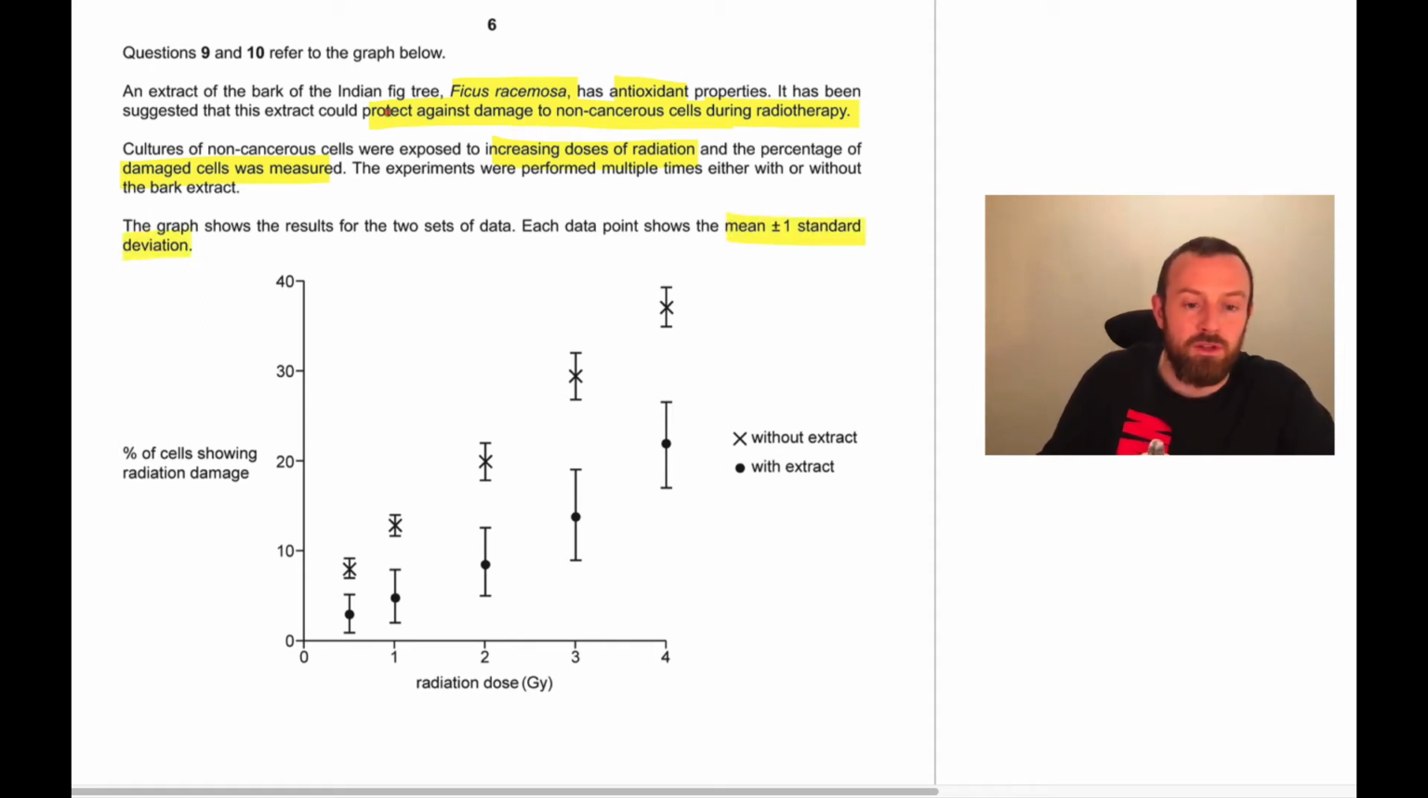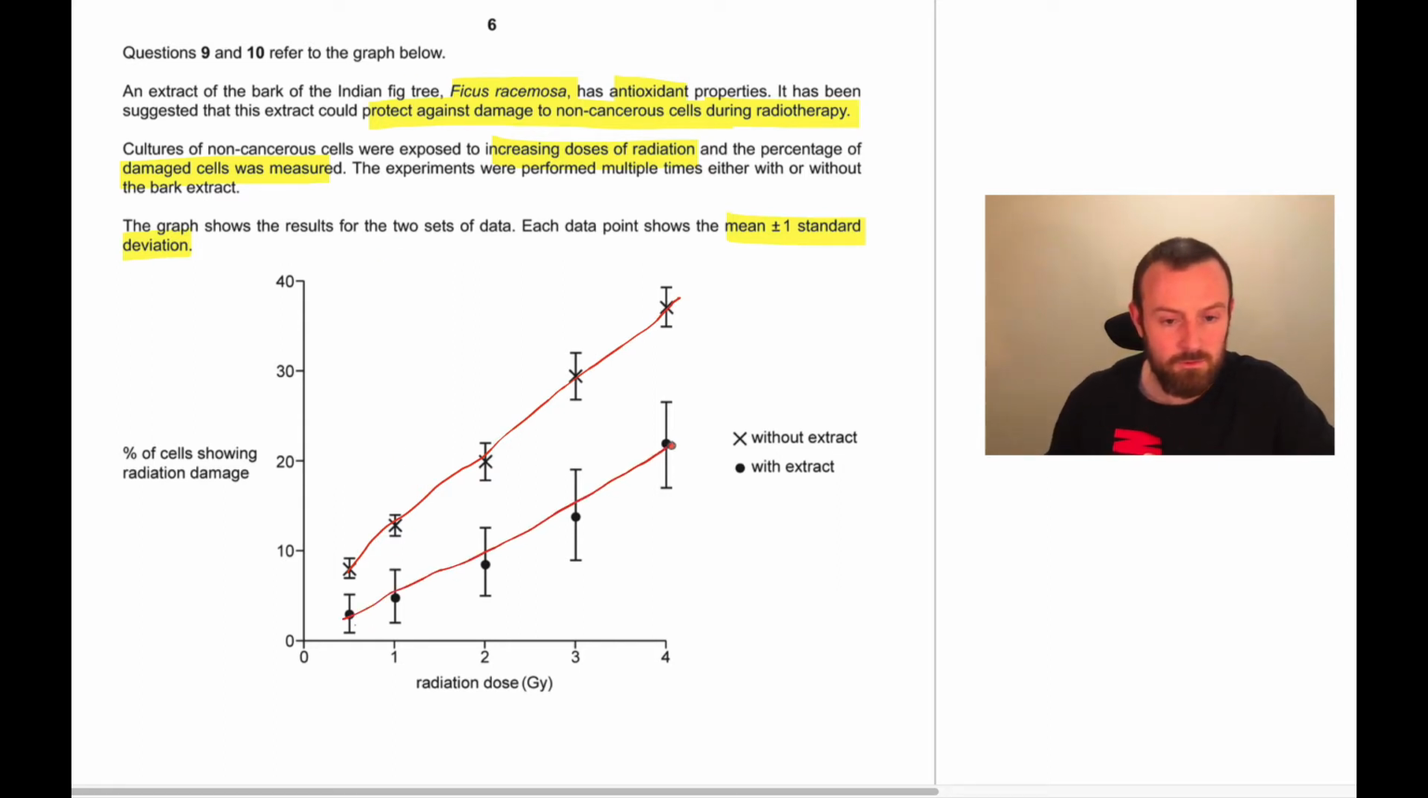Now, the first thing I'd probably do is just get an estimate. Look at this. Without the extract, this is the line of best fit, and with the extract, this is the line of best fit. It does seem like there's a big difference there. So let's have a look at the questions.